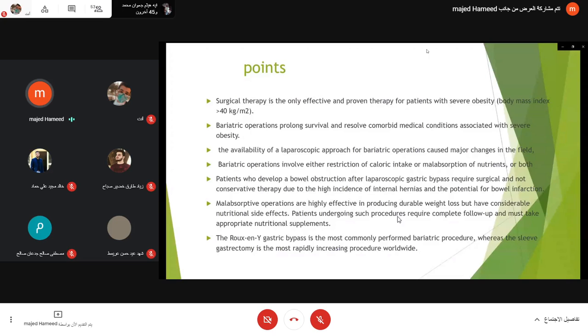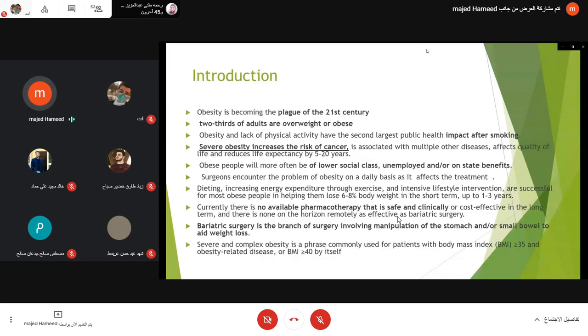Introduction. Obesity has become the plague of the 21st century. Two-thirds of adults are overweight or obese. Obesity and lack of physical activity have the second largest public health impact after smoking. Severe obesity increases the risk of cancer.